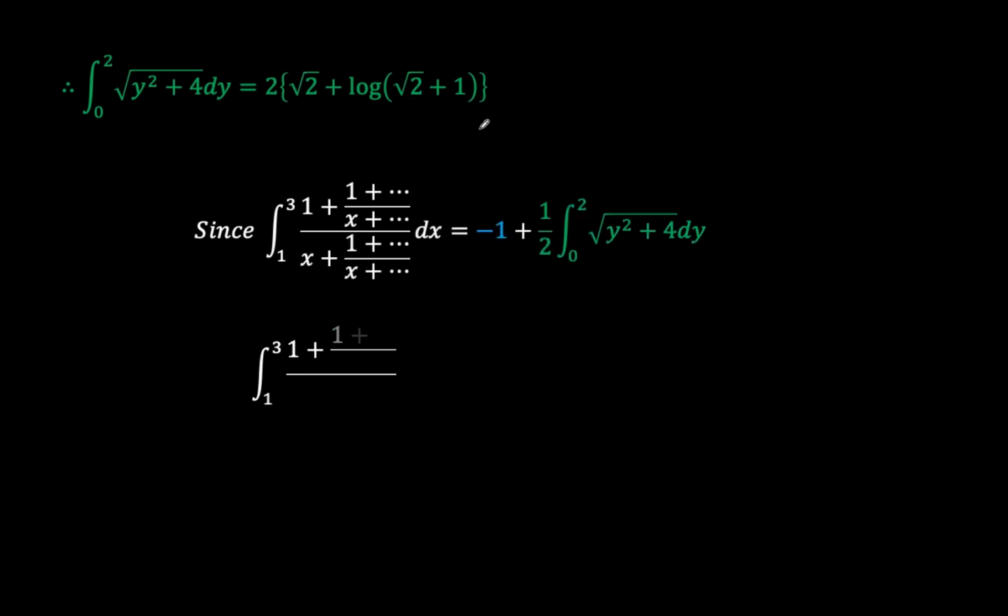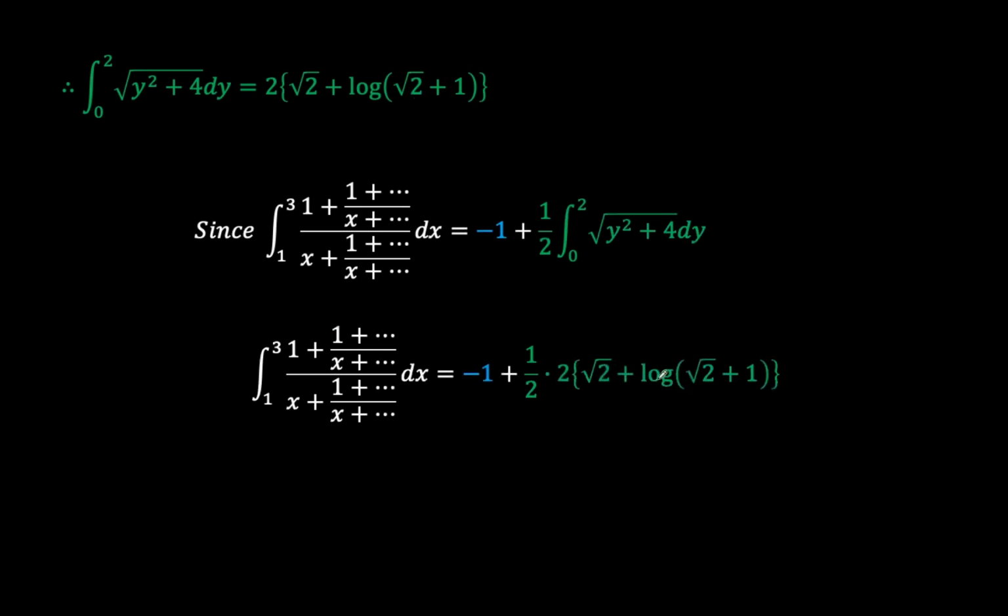So when we plug things in, we have negative 1 plus half times twice, so root 2 plus the natural logarithm of root 2 plus 1. So this 2 cancels. And so we are left with root 2 minus 1 plus the natural logarithm of root 2 plus 1. And this is our final answer.